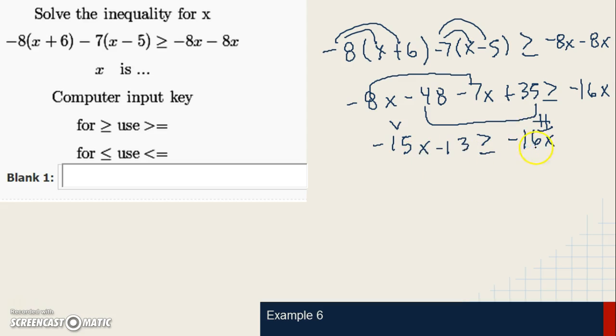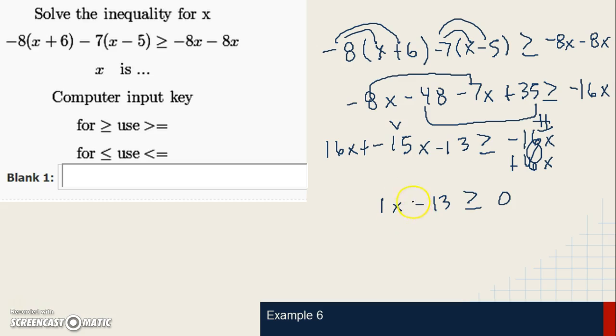I'm going to start by getting rid of my variable on my number side. Minus 16x, if I add 16x to this side, and I add 16x to this side, I can combine my like terms here. 16x plus a negative 15x is the same thing as just 1x. Minus 13 is greater than or equal to, these simplify to 0.